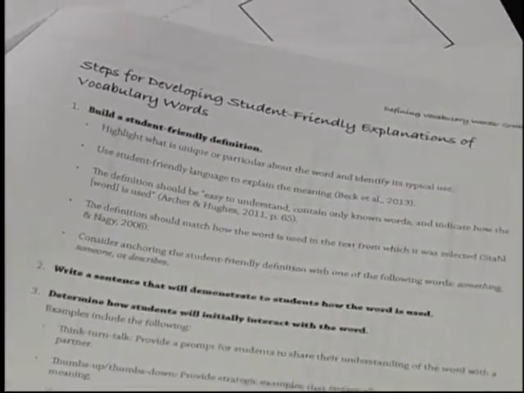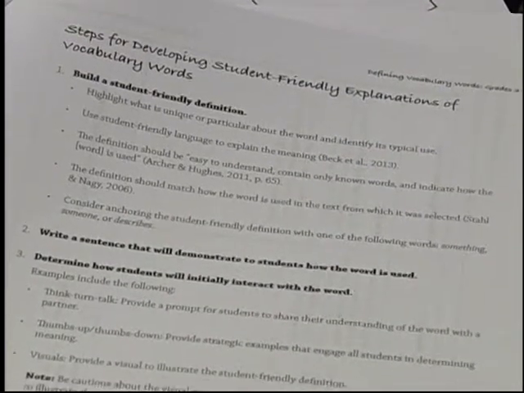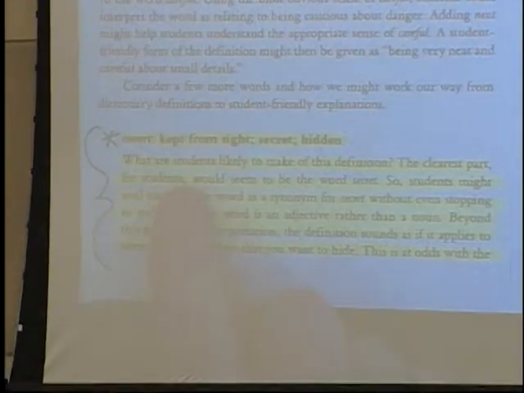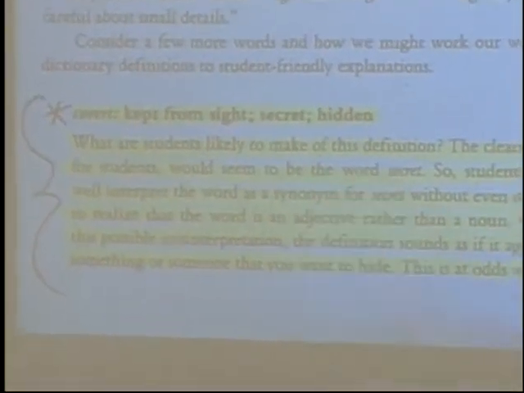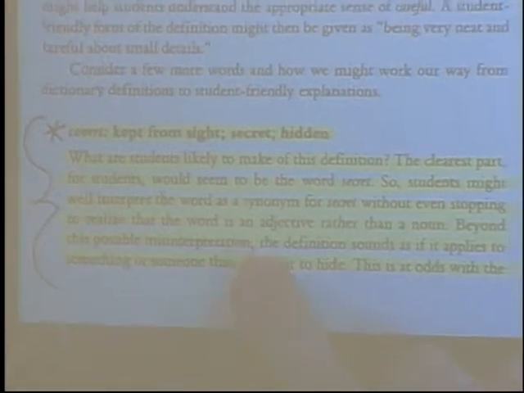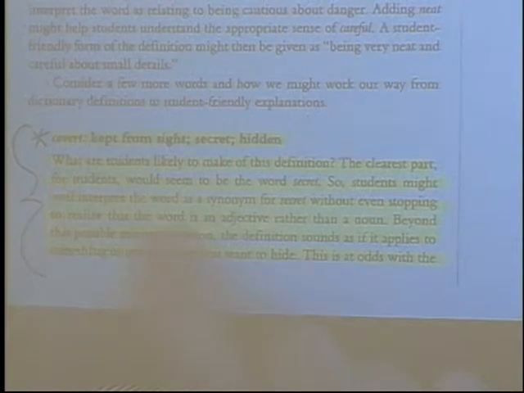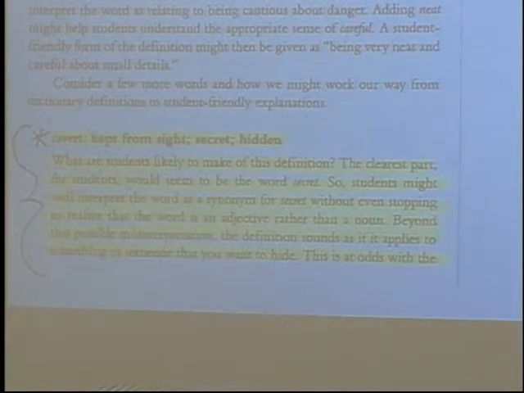Covert, and this is just a word that they've identified. Let me start down here. The word covert. The definition that we found is kept from sight; secret; hidden. So what are students most likely to make of this definition? The clearest part for students would seem to be the word secret. So students might well interpret the word as a synonym for secret without even stopping to realize that the word is an adjective rather than a noun.